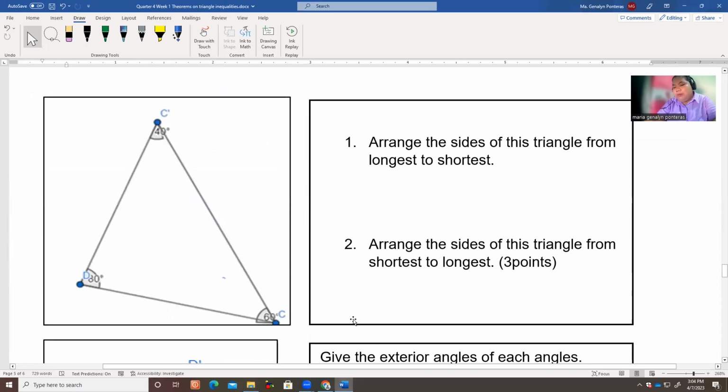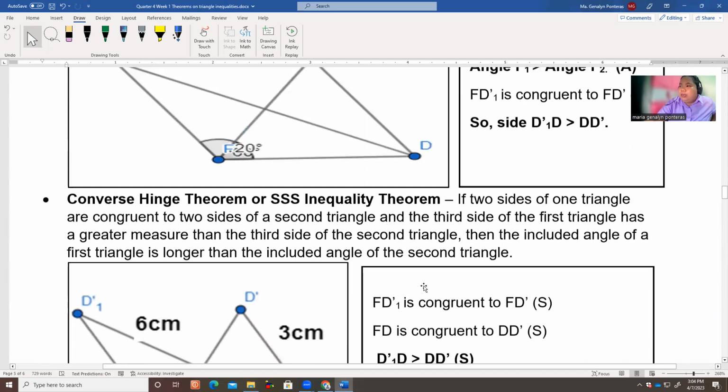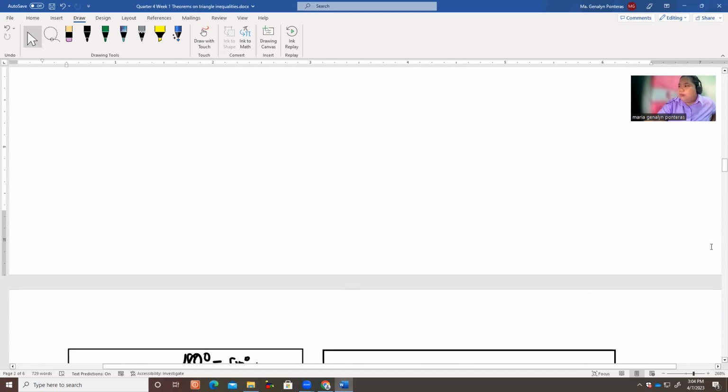Okay, for the next topic, we need to apply the triangle inequality theorem. So what are the applications of triangle inequality theorem?